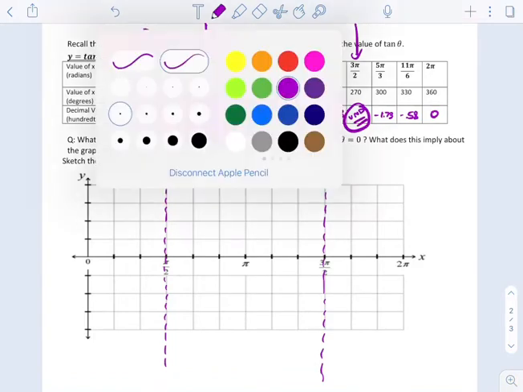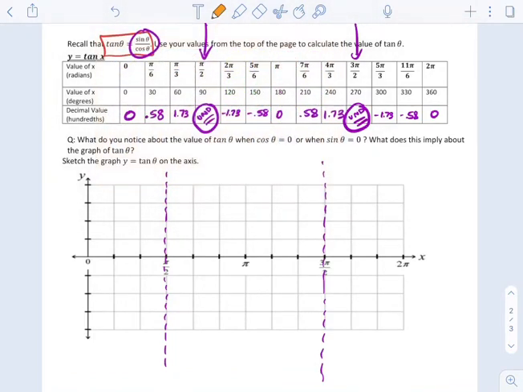I'll use orange for this one. So we have a dot at 0 and 0. We have a dot at pi over 4 and 0.58, so about right here. Actually, make it a little bit lower. So somewhere around here. And the next one, 1.73, so somewhere way up here. And what happens is the graph looks something like this in this section.